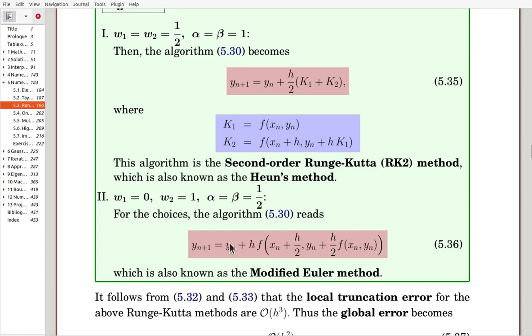When we choose these parameters, the algorithm can be written in this form. At a glance, this looks like one evaluation at the midpoint of the subinterval, and the y value is predicted by using the Euler method, and that one evaluation. So it looks like the Euler method, but it's modified. So we call it the modified Euler method.